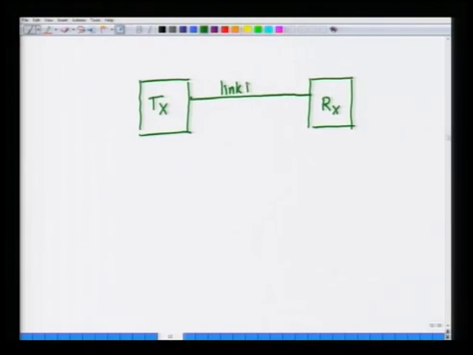Now, if this link is in fade, then the performance is bad. All right. So, in a wireless communication system, I have a transmitter and I have a receiver, and there is a link between them, not a wire, but a link. Let us say one transmit antenna which is transmitting and one receive antenna which is receiving. And we said everything depends on this link, because if this link is in a deep fade because of multipath interference, the performance of the system is bad.